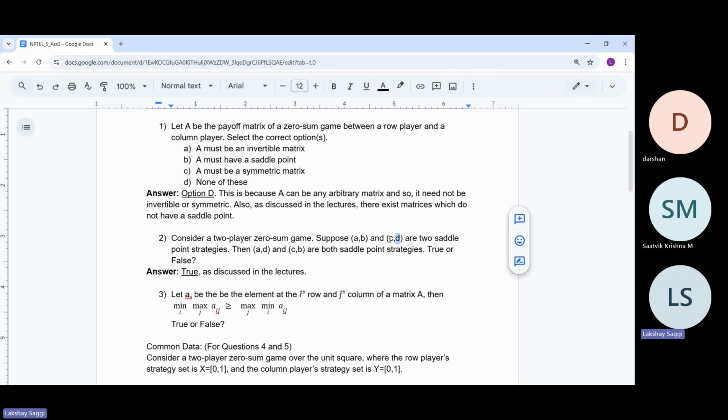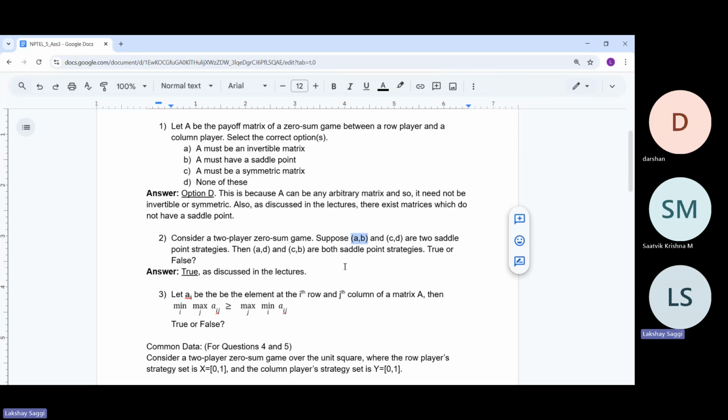If (A, B) and (C, D) are saddle points, this means (A, B) will be a saddle point, (A, D) will be a saddle point, (C, B) will be a saddle point, and (C, D) will be a saddle point. So (A, D) is also a saddle point, and (C, B) is also a saddle point. That's why this statement is true. And just as a reminder, what do you think about the values?